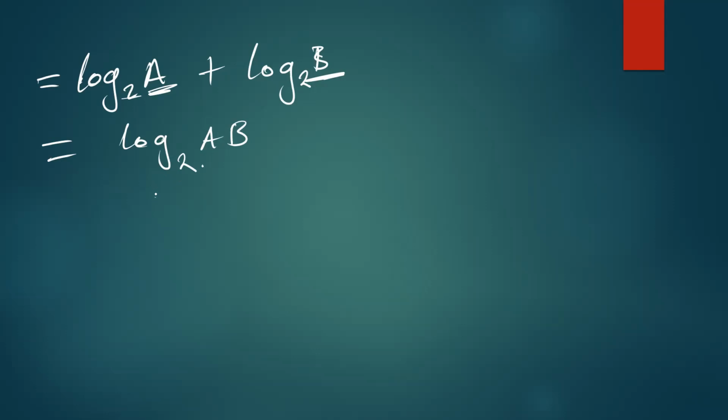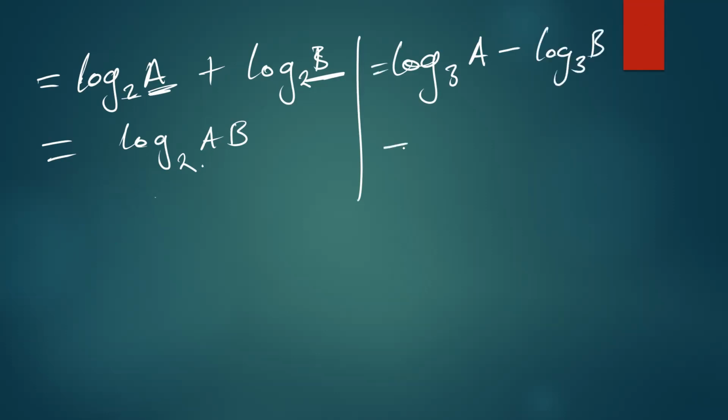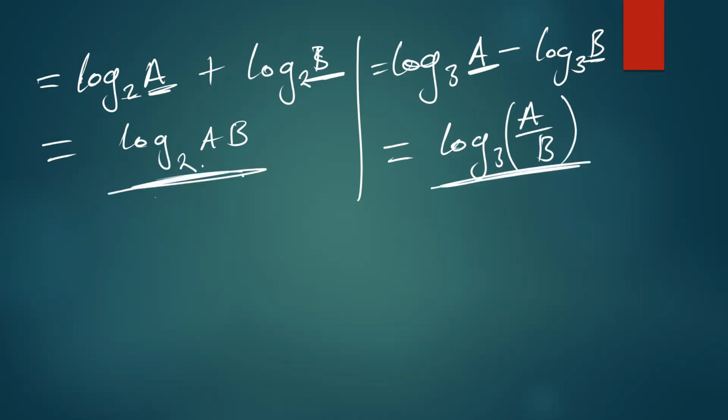Then when you are subtracting 2 logs, if you have, let's say, log A base 3 minus log B base 3, what you have to do is just divide what you have there. So this can be written as log A over B base 3. So these are the most important rules to logarithms and exponential functions.